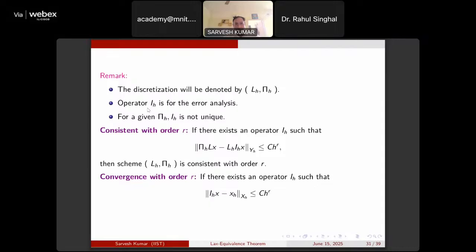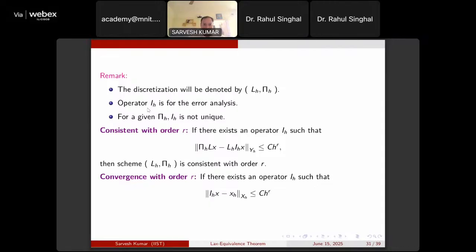See, the operator IH has no role here. It's the intermediate operator which is used for the error analysis. And so all the numerical methods are developed based on how you define this PIH and IH. They are not unique.